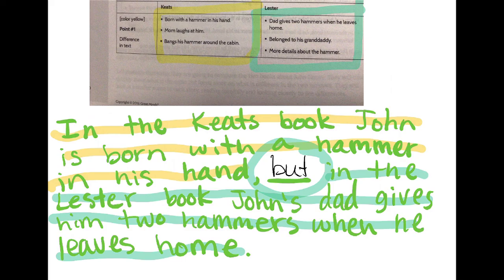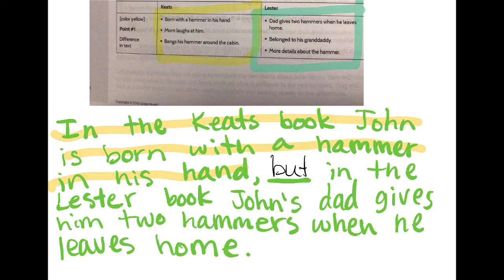You can pause the video if you need more time to write. If you want to write your own sentence, you may do that as well. When you're done, you are done with the deep dive for today.